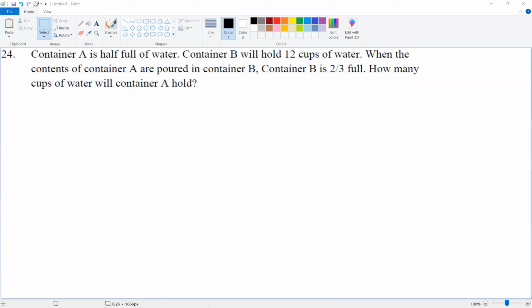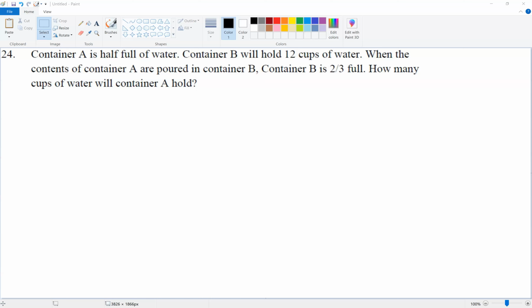So 2/3 of 12 would be 8 cups. So the answer is 8 cups.